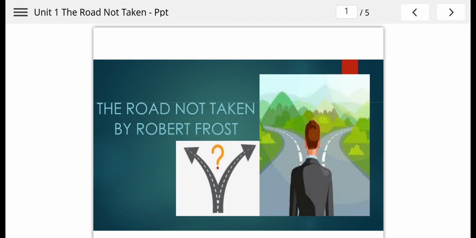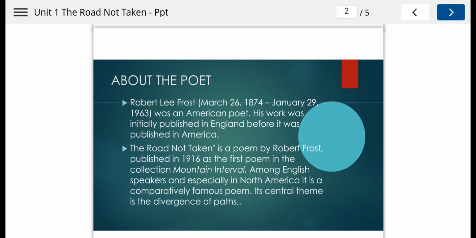Please do keep the poem along with you at the side so that you can understand in a better and clearer way. Let's begin with the poet first. Robert Frost, whose full name is Robert Lee Frost, was born on March 26th, 1874, and he died January 29th, 1963. He was an American poet. His work was initially published in England before it was published in America.